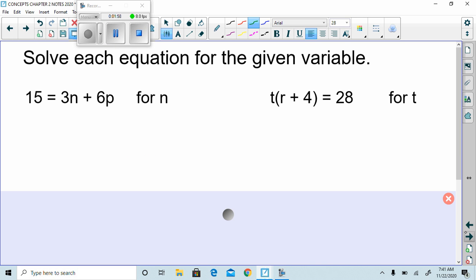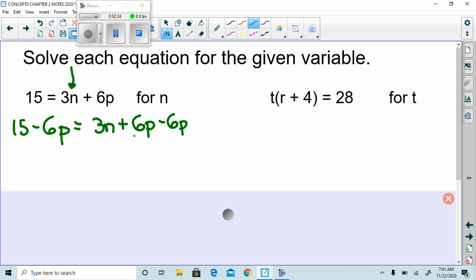Let's try a couple more problems. In this next one, we want to solve for n. I'm sort of putting a little arrow here so that you can be reminded that that's what you're solving for. I see that there is a 6p attached to it, so I'm going to start by subtracting 6p on both sides. It will cancel on the right this time, and I'll simplify, and I have 15 minus 6p is equal to 3n. The goal is to get n by itself, so let's divide everything by 3.